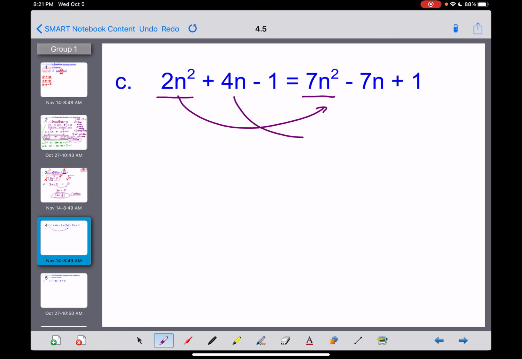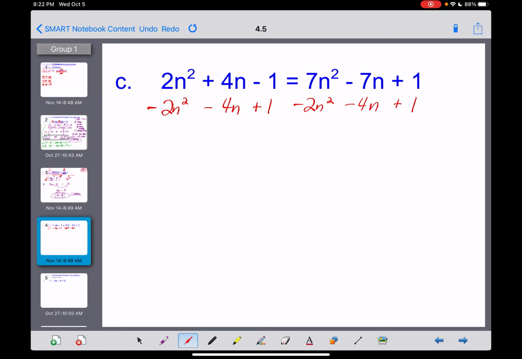And that means I'm going to move all the terms from the left over here to the right. So here we go. I am going to subtract 2n squared from the left and from the right. I'm going to subtract 4n from the left and from the right, and I'm going to add 1 to the left and add 1 to the right. And as long as we're doing the same thing to both sides, we're going to be fine. Those terms cancel, those terms cancel, these terms cancel.